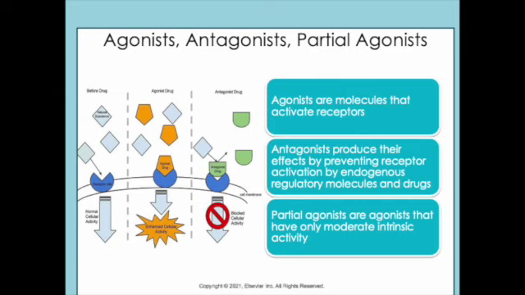Lastly, we're going to get into partial agonists. A partial agonist is an agonist that can only do things moderately. As a result, the maximal effect that a partial agonist can produce is lower than that of a full agonist. Partial agonists are interesting because they can act as antagonists, but they can also act as agonists. For this reason, they're sometimes referred to as agonist-antagonists, and sometimes we just call them partial agonists. They're synonymous.